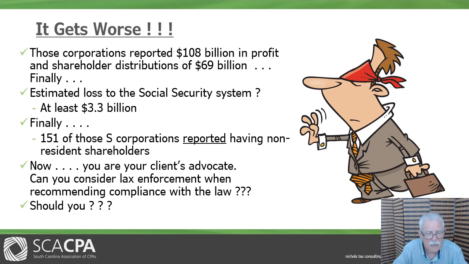And finally, wait a minute, what? Finally? I thought we just did. Well, we could finally. 151 of those S corporations actually reported in the 1120S having a non-resident shareholder. That wasn't enough to attract the attention of the IRS, so those returns were not audited. Is it that bad?